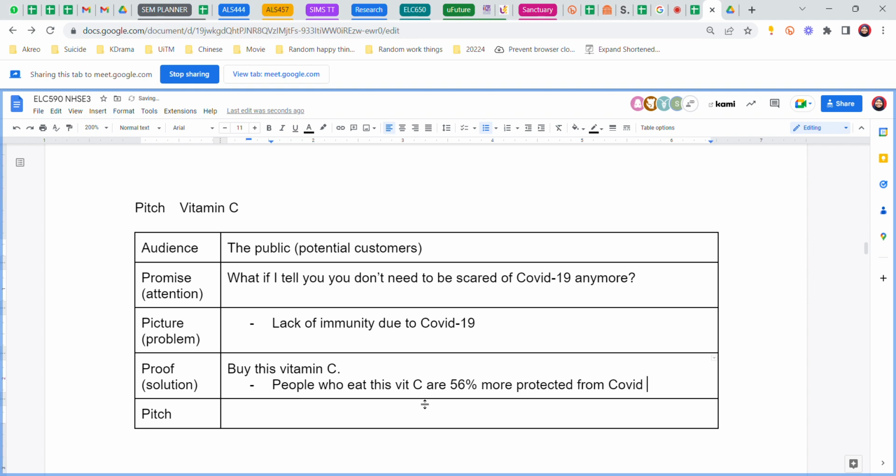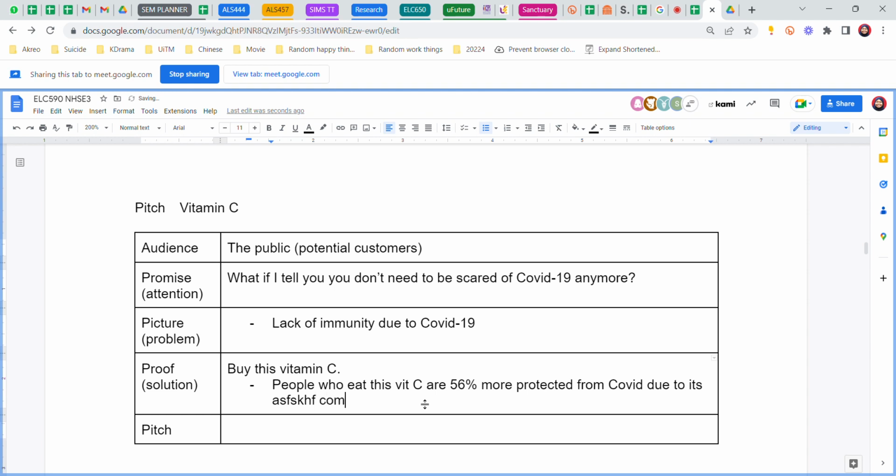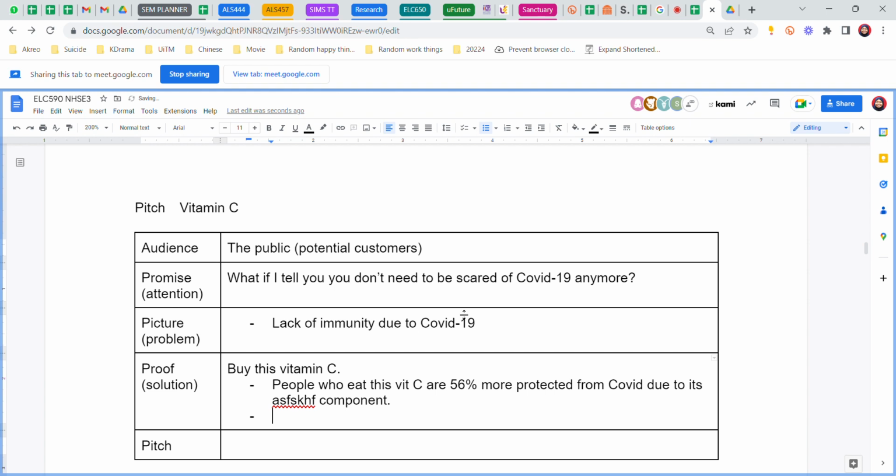Here you can put the feature, due to its, let's say, component. For example, this vitamin C has a special component that's not in a different vitamin C. So this will protect you, and it's like 56%. So give us the data. Do it like that. And then you can explain a bit more about the solution, how it solves the COVID-19 problem. More protected, and then you can talk about maybe a faster recovery rate.